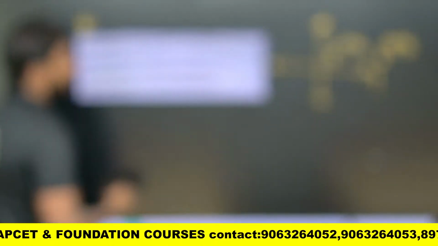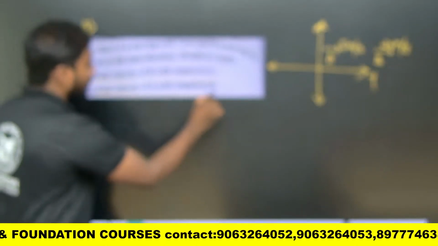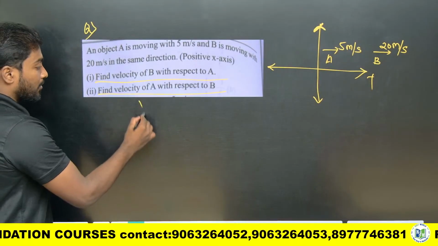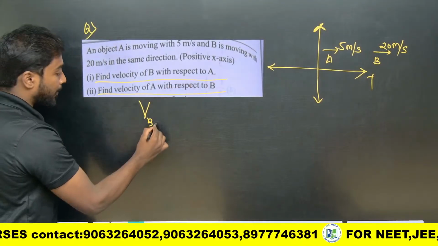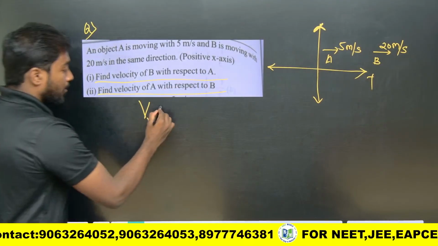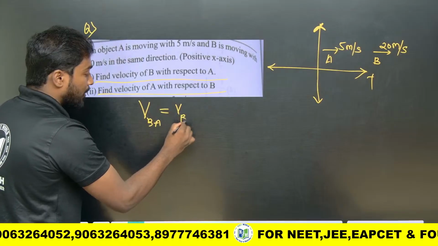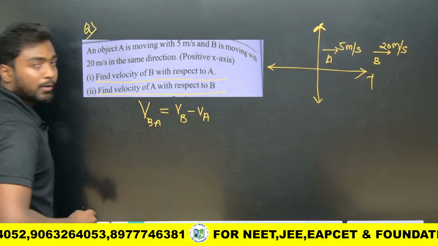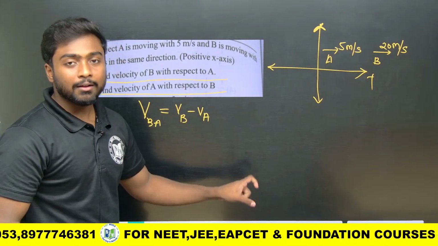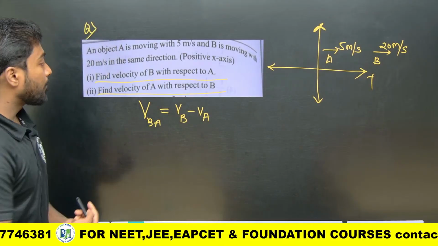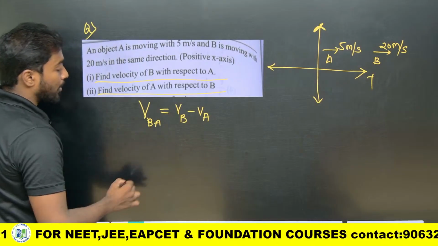I need to find the velocity of B with respect to A and then find the velocity of A with respect to B. What does it mean? Velocity of B with respect to A. What is the formula? VB minus VA. First apply the formula, then apply the sign. Before applying the formula, don't apply the sign.